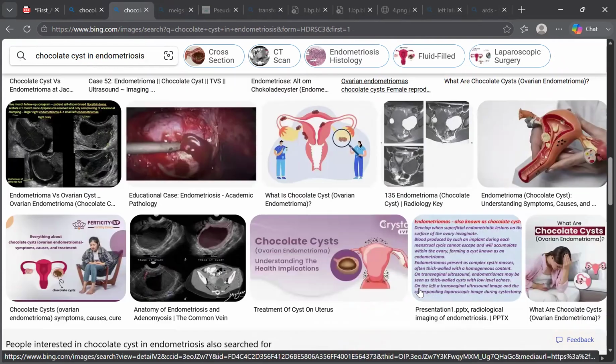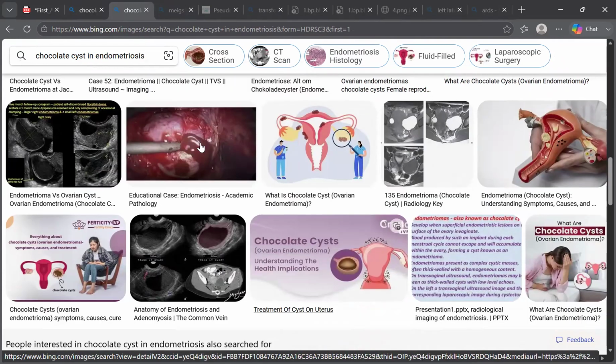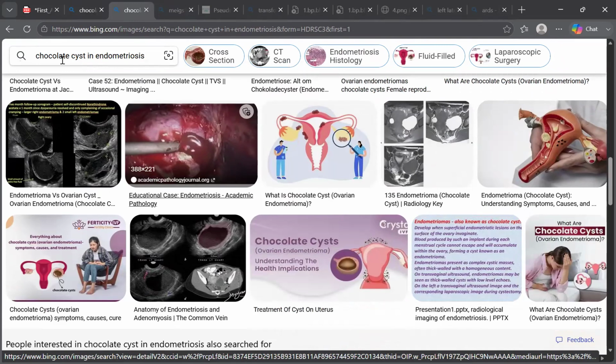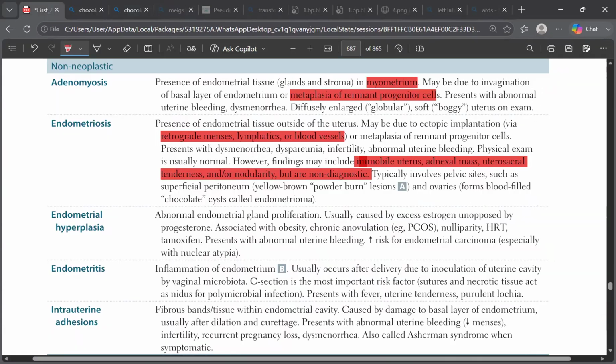They're only animations in them. Yeah, but they look like this. It looks like chocolate on the ovaries. This is a sign of endometriosis.